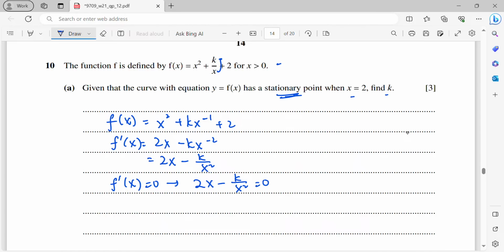Then now you have to be careful. y has a stationary point when x equals to 2. Means that I should write f prime 2 equals to 0. So then I should replace the x by 2. So here is 2, this is 2 squared. Then I will get 4 minus k over 4 equals to 0. 4 equals to k over 4. Therefore, my k is 16. Okay, so that's the solution of this question.